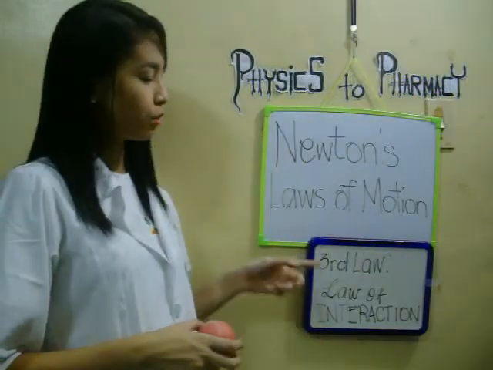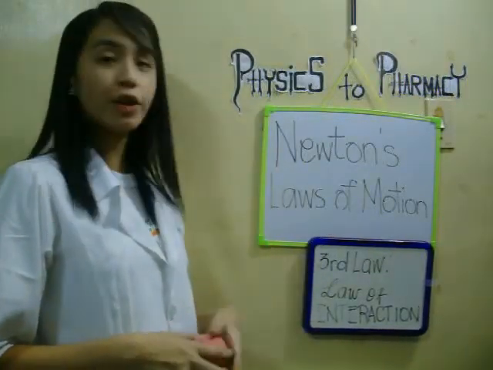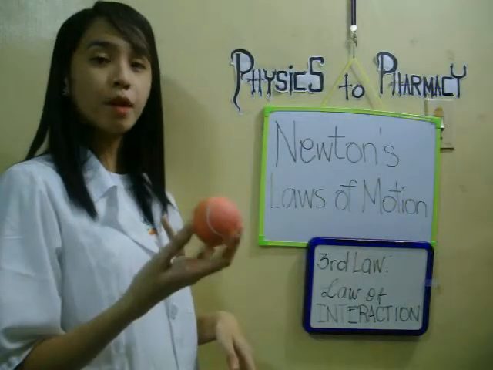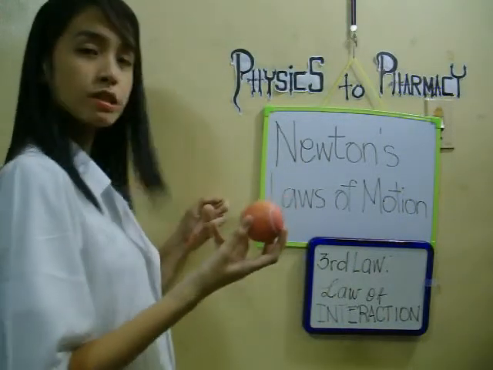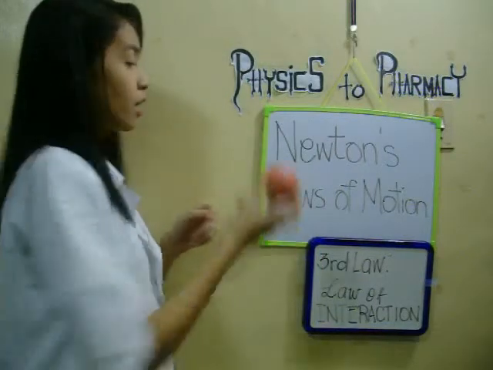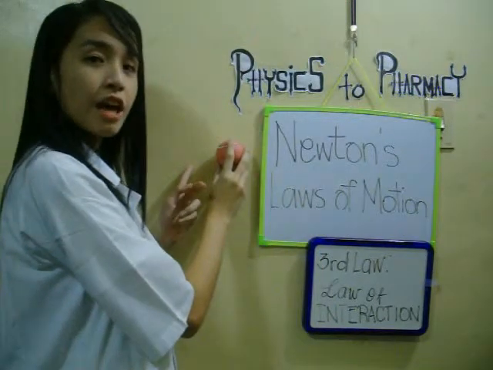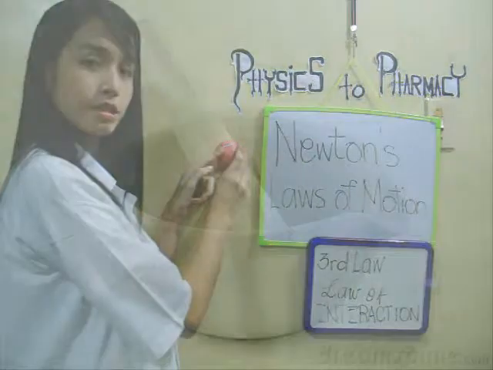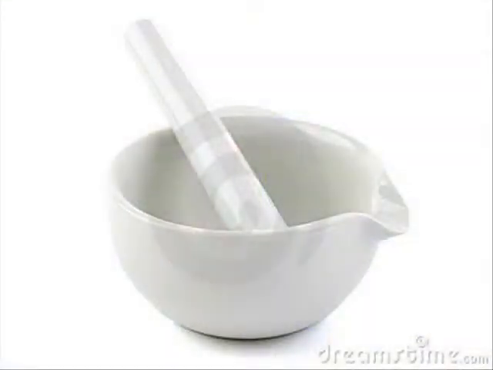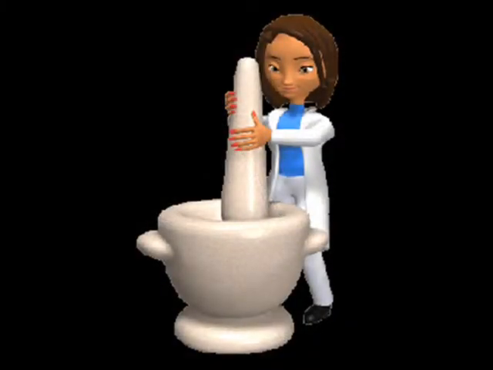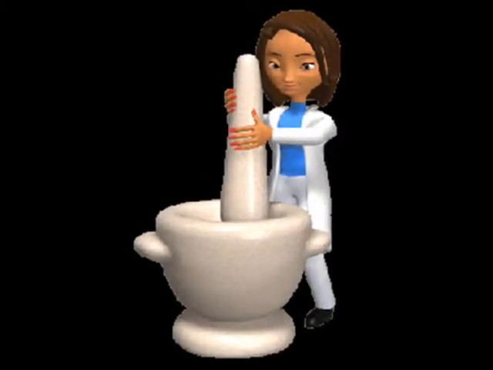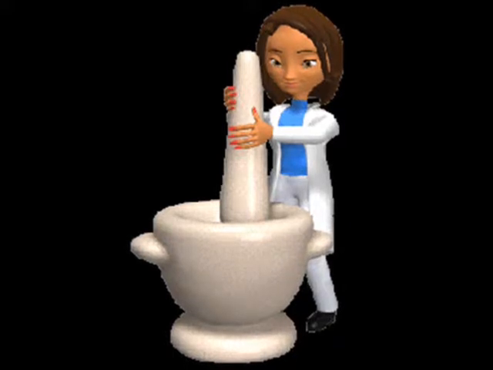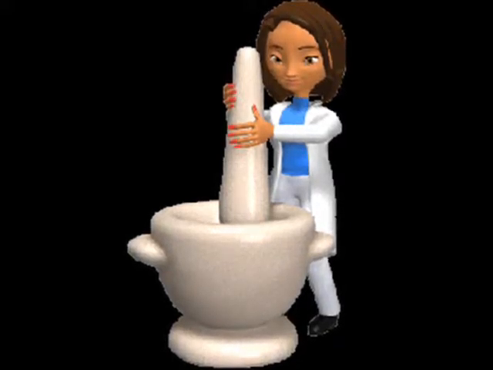How about the third law, or the law of interaction? When one body exerts a force on another body, the second exerts an equal force in the opposite direction of the first. For example, in the mortar and pestle used for compounding, why does the mortar not break? Because the mortar exerts a force equal to the force exerted by the pestle.